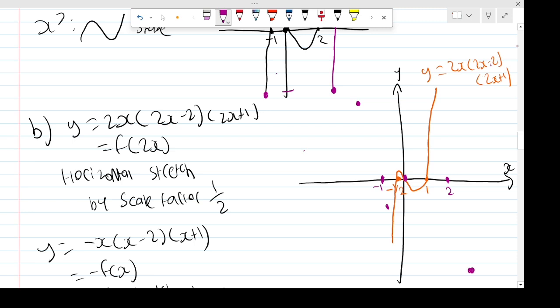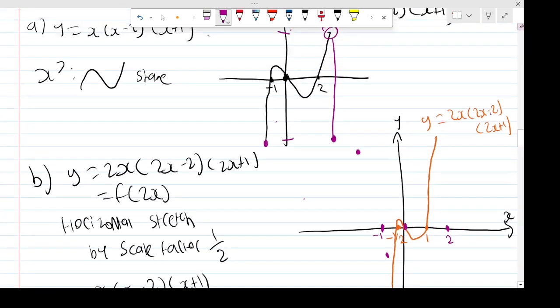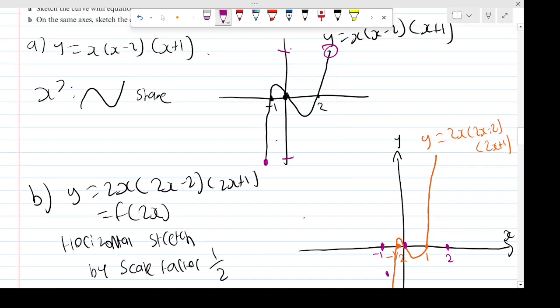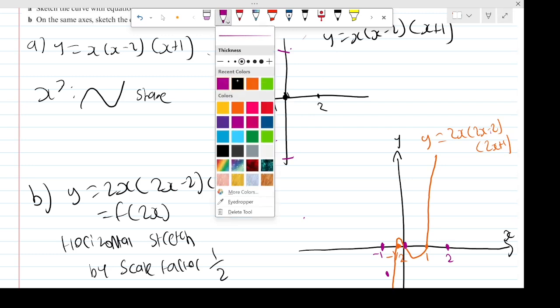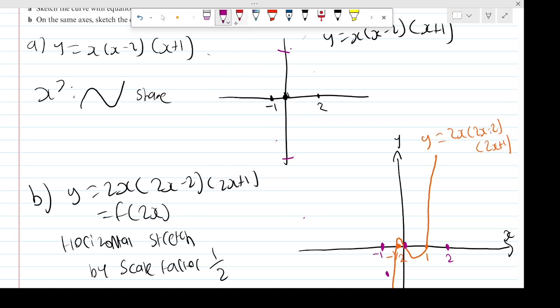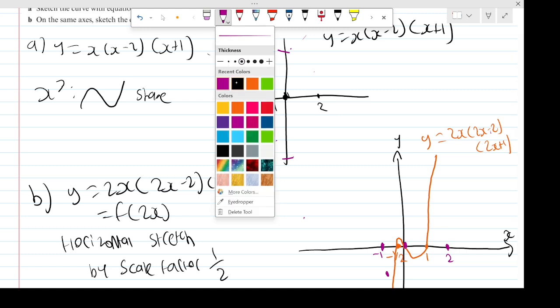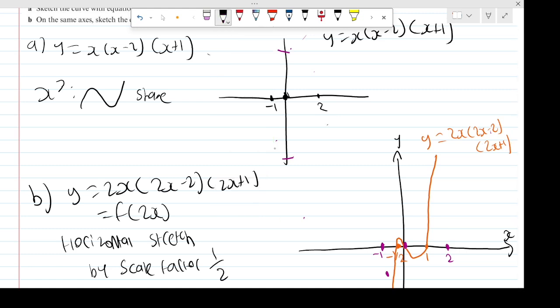Okay, well now I actually do have enough information to have a good rough idea of what my graph would look like if I sketched it. Oh, I didn't mean to do that. Let's sketch it again. There we are. Okay, I didn't mean to delete it, but there we are.